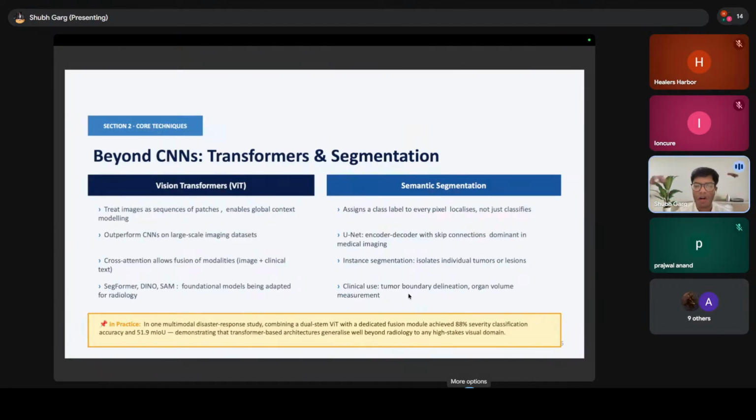In medical imaging, this global context is very clinically meaningful. The appearance of one region of a scan can only be interpreted correctly in the context of what surrounds it. We also have specialized transformer variants such as SegFormer for segmentation tasks, DINO for self-supervised learning, and SAM, the Segment Anything Model from Meta, which is currently being actively adapted for radiology use.